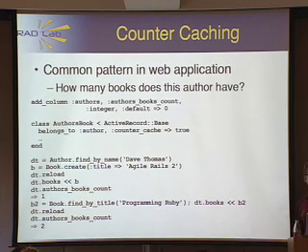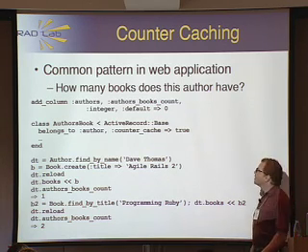Another nice pattern that Active Record gives you is the ability to add what's called counter caching. Counter caching is commonly used, especially in web applications, where you want to know how many of something somebody has without having to do a select count. Often that takes a lot of time when you have a web page and you want to know how many tags are associated with a particular item, or how many books are associated with a particular author in this case.